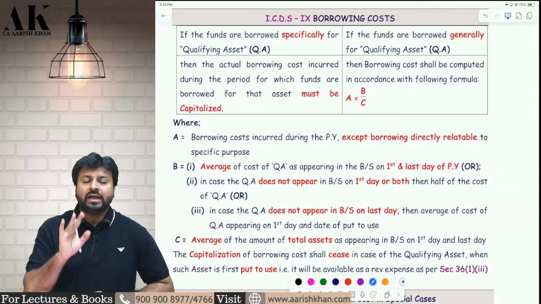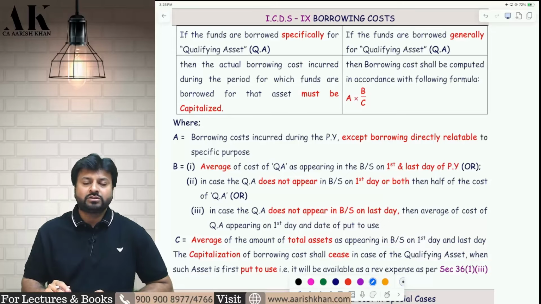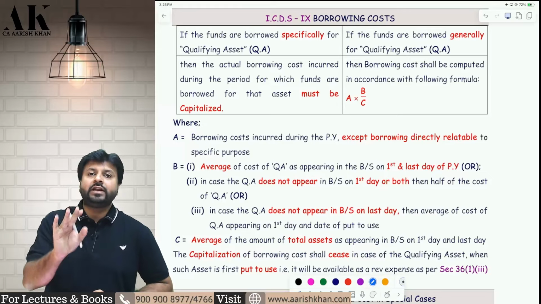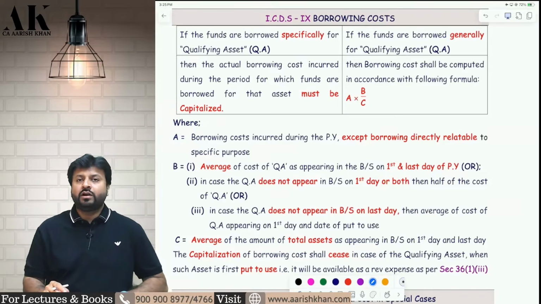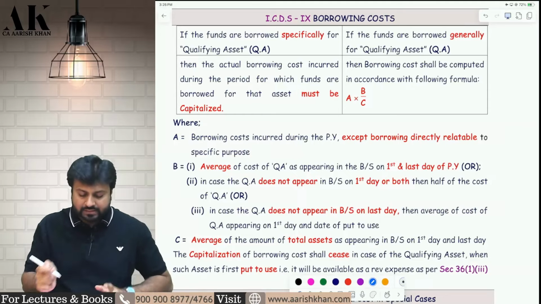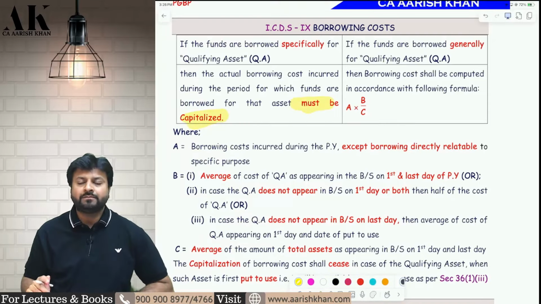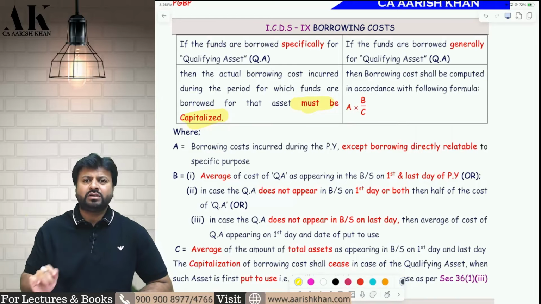So what is the definition of qualifying asset as per financial reporting? Qualifying asset means an asset which takes substantial period of time for it to be ready for its intended use, generally more than 12 months. But it can be less than 12 months also. But generally, if an asset is taking more than 12 months for it to be ready for its intended use, you can call that a qualifying asset. So, if you have taken a loan directly for a qualifying asset, then don't think much, you have to directly capitalize that expense to the cost of the qualifying asset.